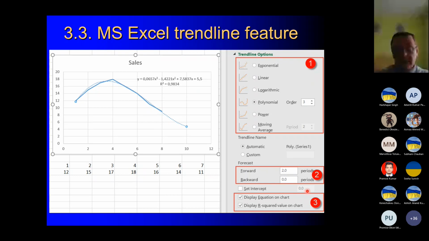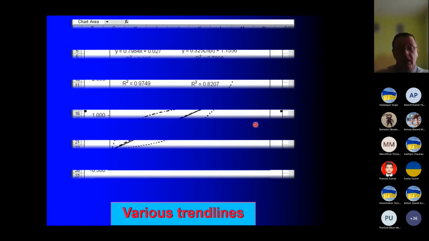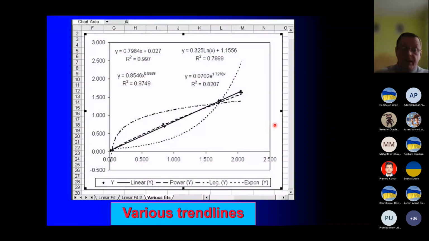So here are the settings which are necessary to do. And the usual example would look like this one, where you have your data series depicted, and you add various different trend lines with models and equations, so you can make the assessment of which one best fits your data. In this particular case, it will definitely be the linear model, and next will be power. So, okay.